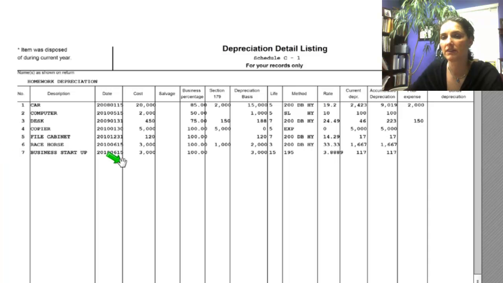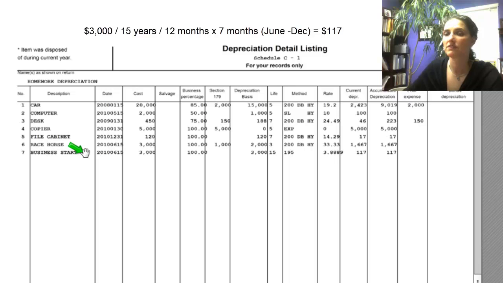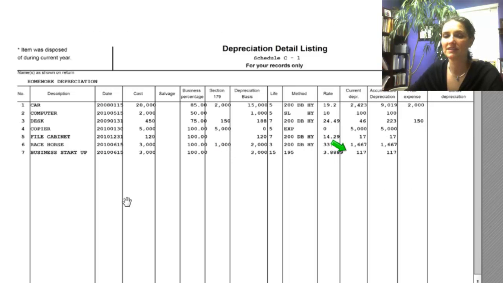The business startup costs are, of course, again reported in Part 6. They're $3,000. They're amortized over 15 years, beginning with the month that they're placed in service. And so the placed in service date is June. And so we're going to claim amortization for 7 months, including the month of June. So we'll go $3,000 divided by 15, divided by 12, multiplied by 7, and that will give us $117. So let's go take a look at the 4562.